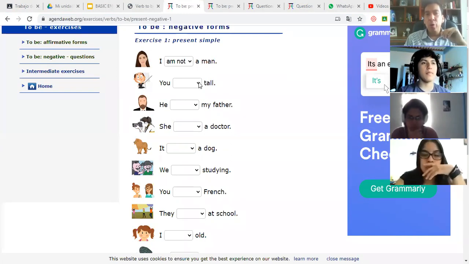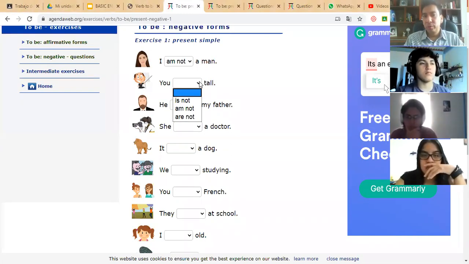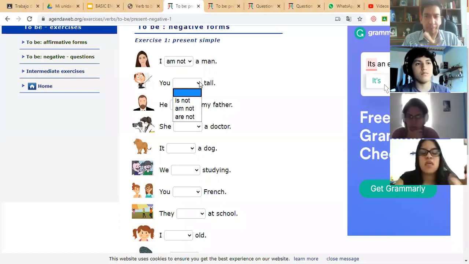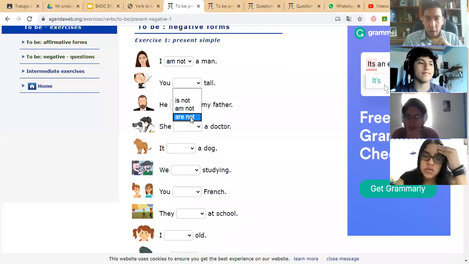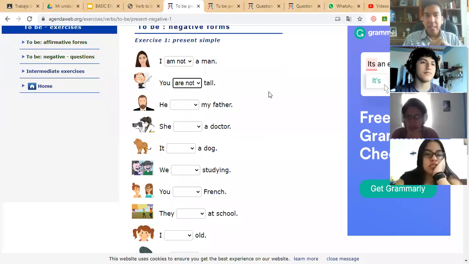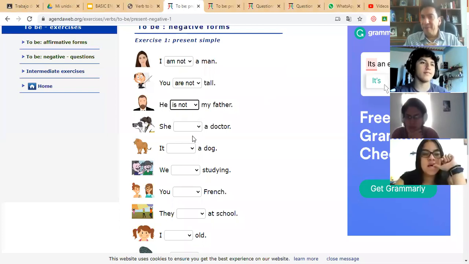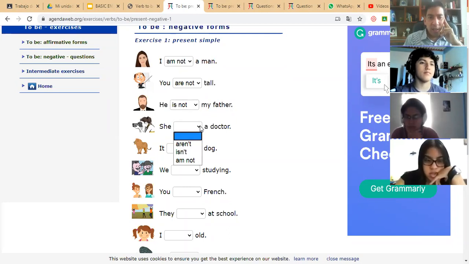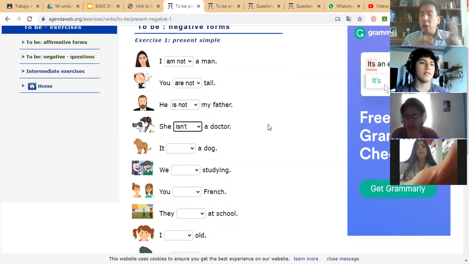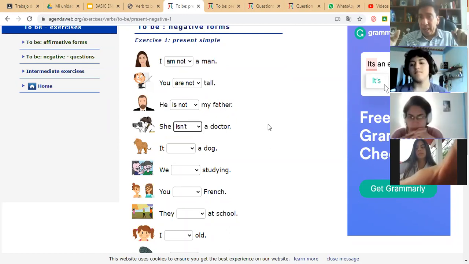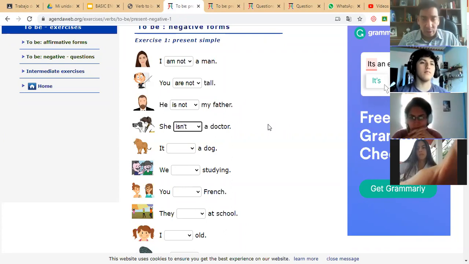Number 2, you space tall. What is the correct answer? Are not. You are not tall. Very good. Number 3, he is not. Very good. She is not or isn't. She isn't. Remember, you can use the complete form. The complete form is is not, but you can also use the contraction. The contraction is isn't. Okay, be careful.